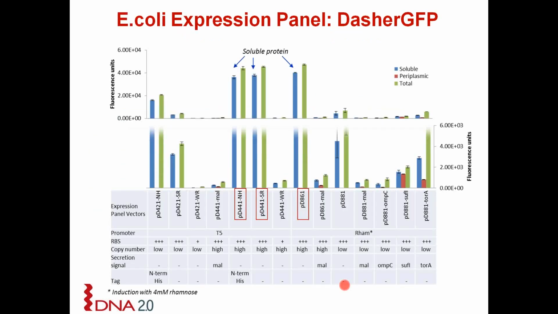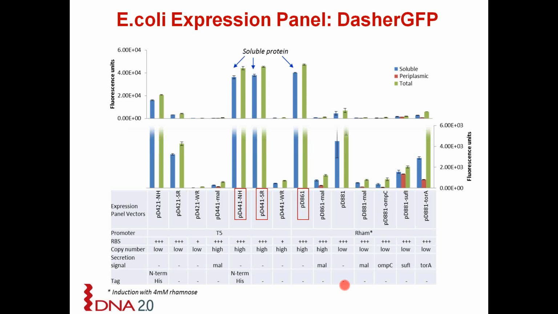So here's the first case study. So we tested our IP-free Dasher GFP in a selection of vectors from the panel. And if you see below, you can see the different elements that are incorporated in each vector. So the top graph is an overall look at fluorescence, total fluorescence units measured, and then the bottom one below is a zoomed-in version, so you can better see the differences of the lower expressing vectors.